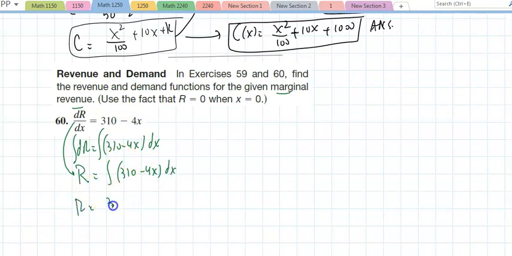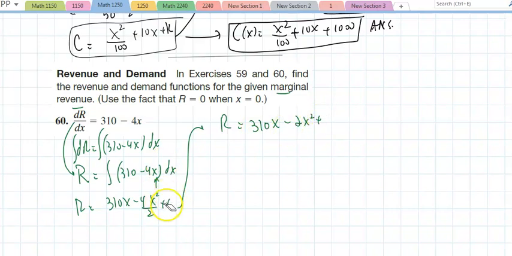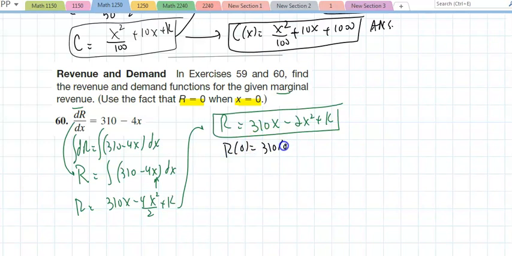So the revenue is 310x minus 4, add 1 to the power, divide by that, plus c. The revenue function is 310x minus 2x squared plus, I'm so stuck on c, sorry guys, I'm going to call this k in these applications, so you don't mix c with cost. Now they did tell me when you have sold no units, you have no revenue, which means if I throw 0 in there, that's 310 times 0 minus 2 times 0 squared plus k, and that should equal 0. Well, this is 0, this is 0, that means k equals 0.